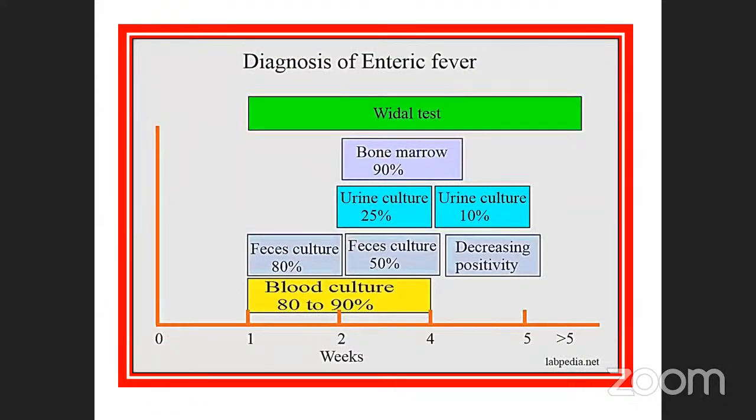Bone marrow, 90%. Okay. Urine culture. First, before that one, you have to do bone marrow culture. And then urine culture, and urine culture here on the first day. Feces culture, okay, and blood culture. So these are the steps. Vital test means what are the tests, what are the samples that were taken. Okay, so this is the step.